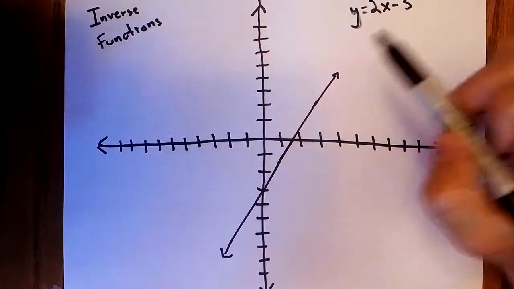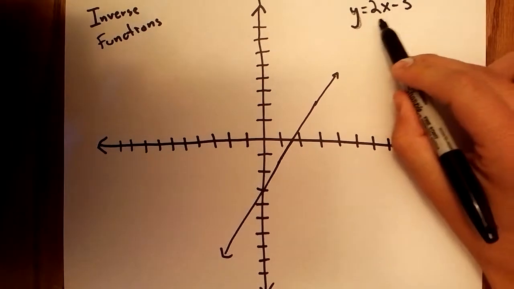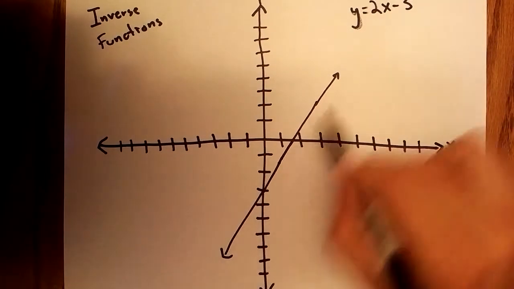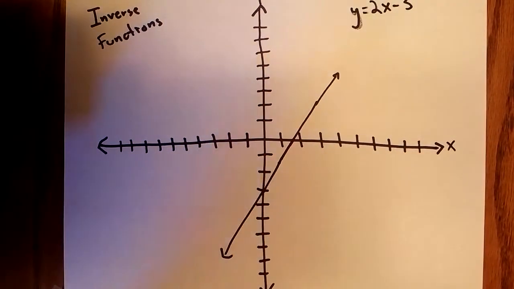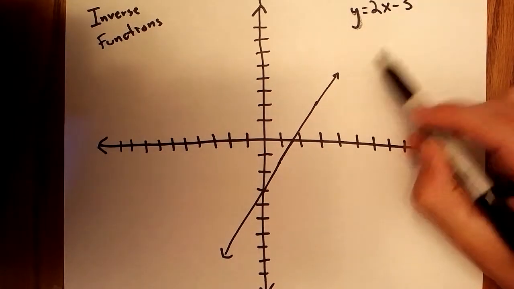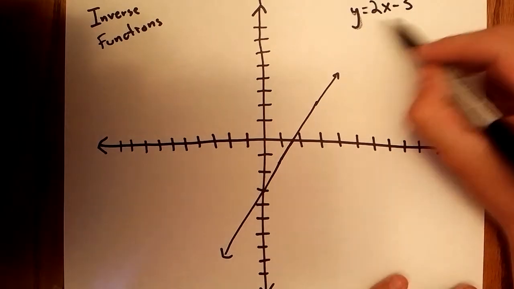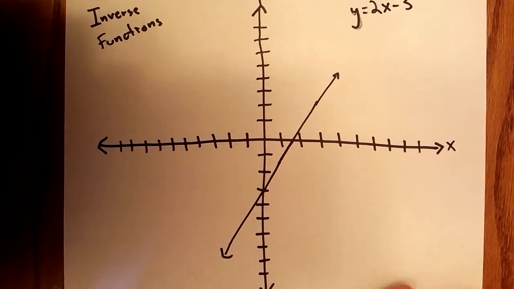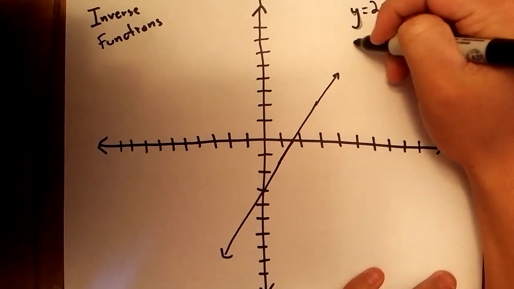So I will show you right here how to get the inverse of y equals 2x minus 3, which is this line. First, you want to solve for x by itself, which means we should add 3 to both sides and divide by 2. So we'll end up getting this.